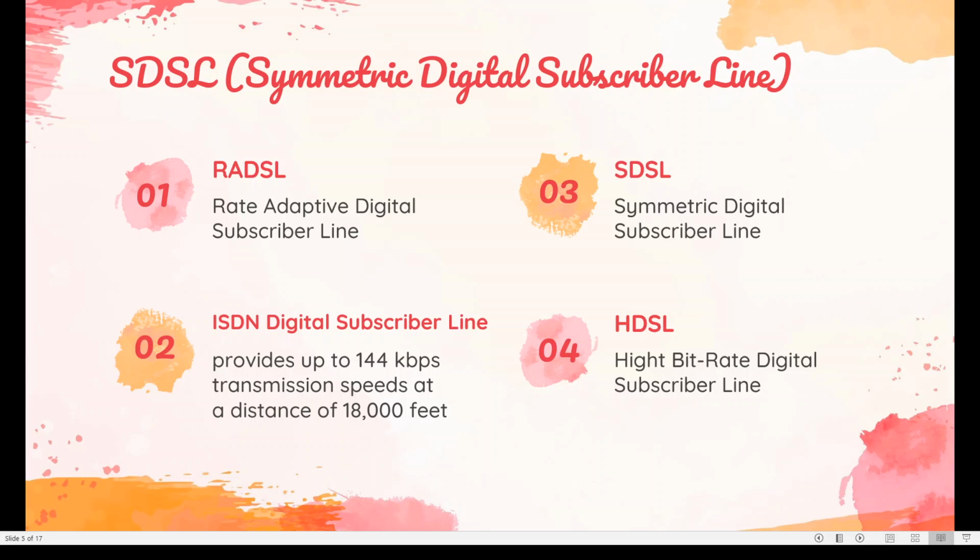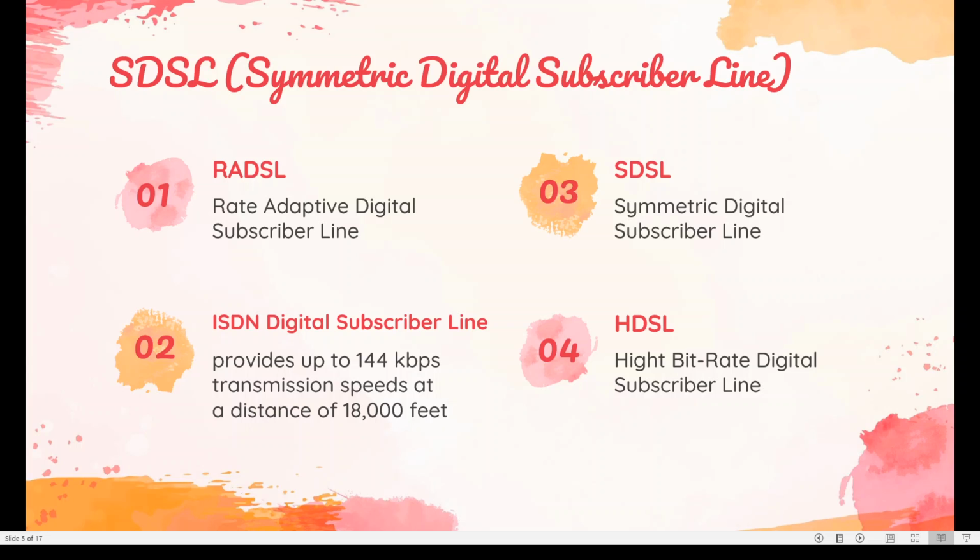So the second one is the IDSL, or ISDN Digital Subscriber Line. It provides up to 144 kbps transmission speeds at a distance of 1,800 feet. The third one is where the umbrella term comes from, which is the SDSL, which is the Symmetric Digital Subscriber Line. So SDSL supports symmetric, equal downstream and upstream data transmissions up to 1.54 Mbps.